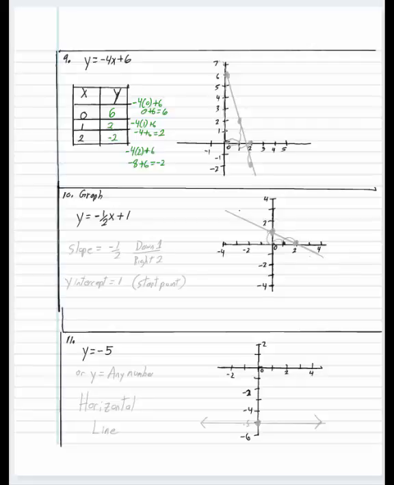First point is 0, 6. From the center, let's go 6 spots straight up. 1, 2, 3, 4, 5, 6, right here. The next point is 1, 2. Let's move 1 spot to the right, and then 2 spots up. 1, 2. The final point is 2, -2. Let's go 2 spots right, 1, 2, and then 2 spots down. 1, 2. And then connect the dots.